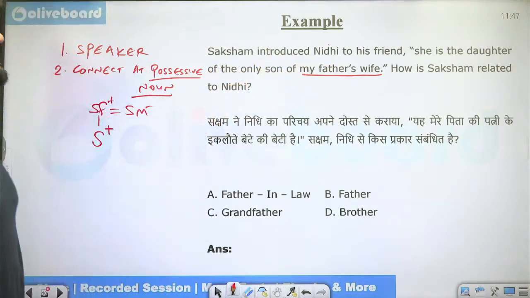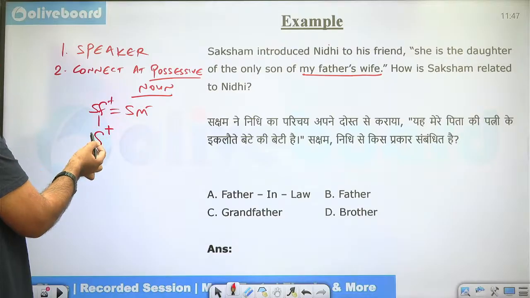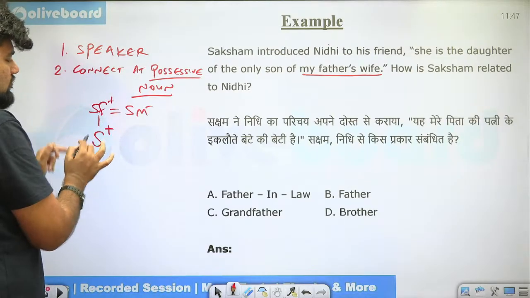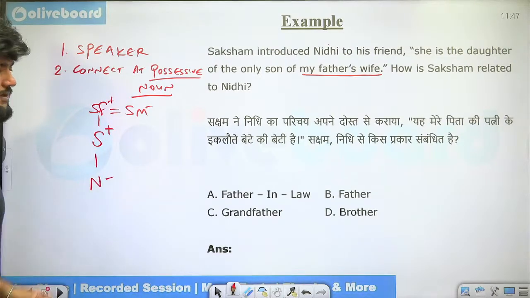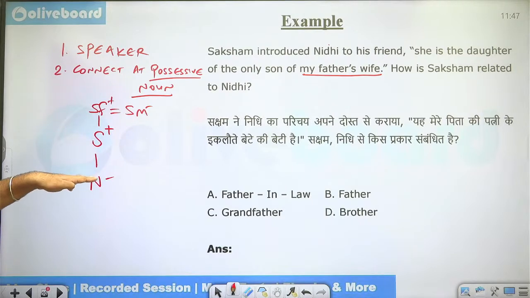Son of, only son of my father's wife. Only son means Saksham himself. And she is the daughter. So Nidhi is the daughter. Now read the question again. She is the daughter of the only son of my father's wife. Who is the only son of his father's wife? Himself. And she is his daughter.